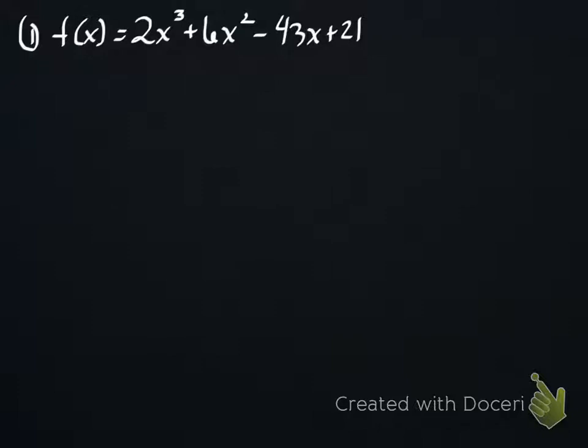And so step 1 on these problems is you're going to need to find all the possible factors, all the things that can multiply to create your last term. So we're going to do factors of 21.